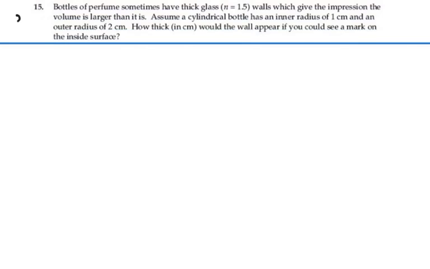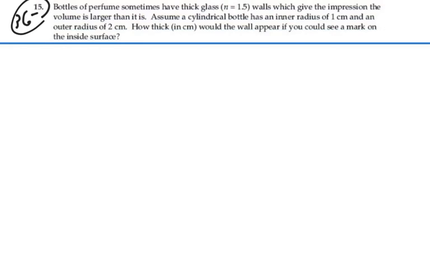Here's problem 3615. Bottles of perfume sometimes have thick glass, n equal to 1.5 index of refraction, walls which give the impression that the volume is larger than it actually is. Assume a cylindrical bottle has an inner radius of 1 centimeter and an outer radius of 2 centimeters. How thick in centimeters would the wall appear if you could see a mark on the inside surface?